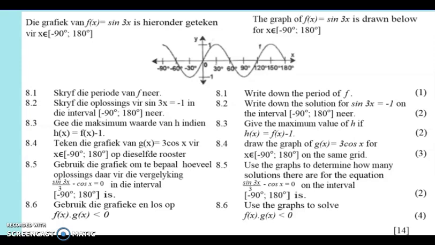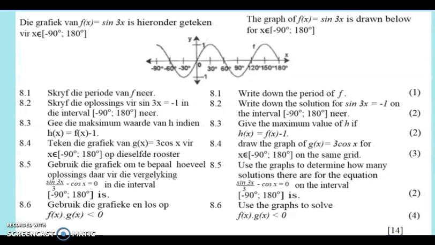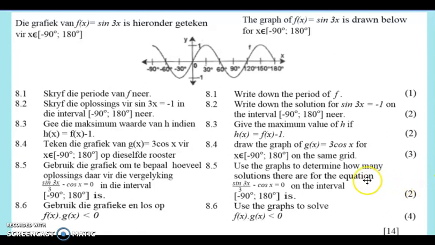The next question they ask me to draw the graph of g of x where it is 3 cos of x for the interval minus 90 degrees and 180 degrees. They also expect of me to draw this graph on the same grid where that function is, and normally they will give you an annexure where you have to draw this graph together with this graph. So that information I will type into my calculator and I will calculate the values concerned.